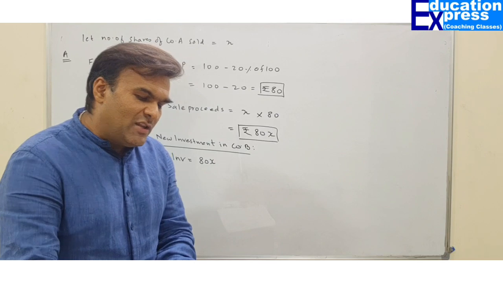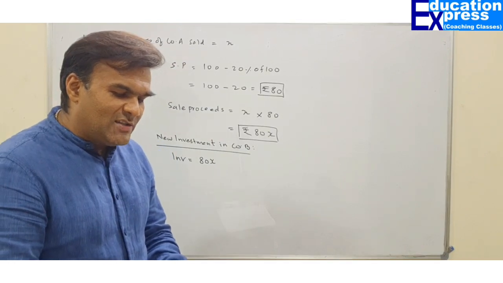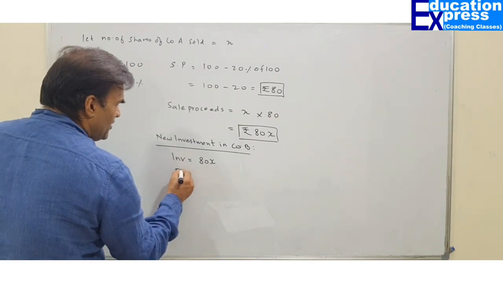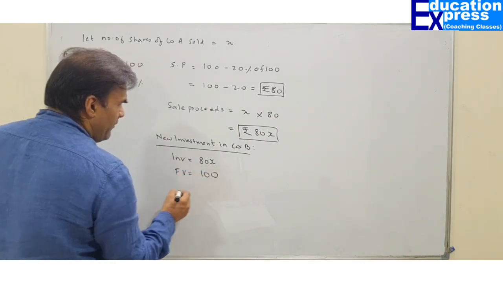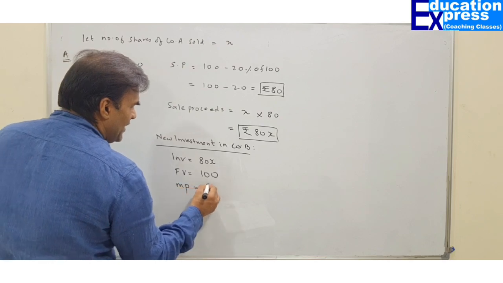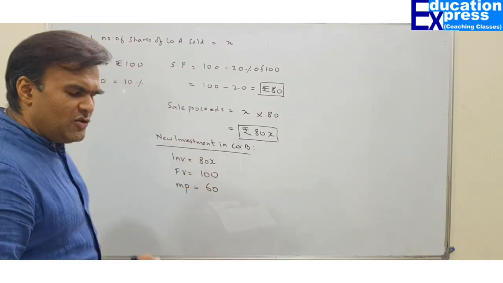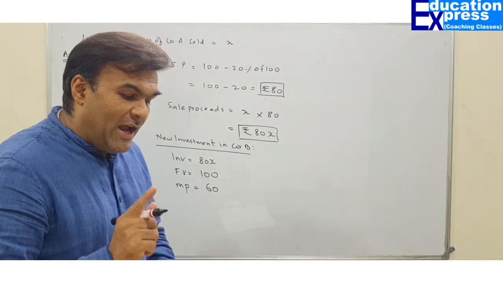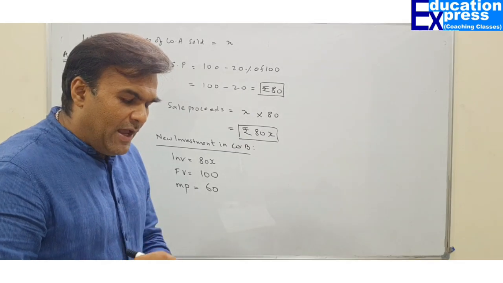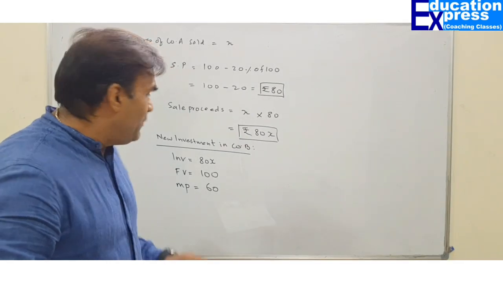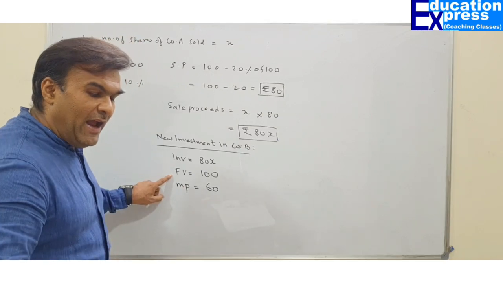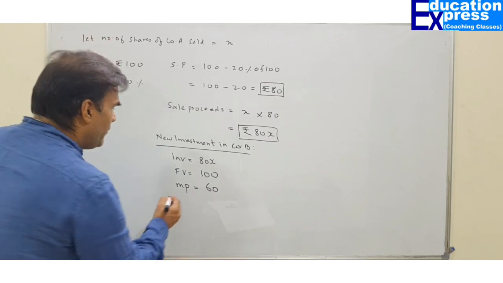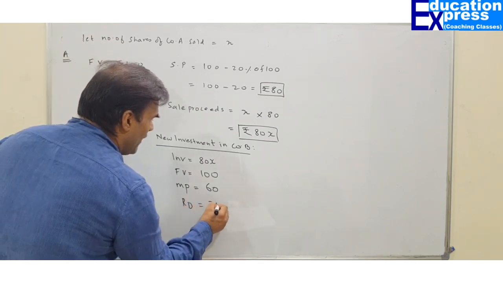So basically it's mentioned that he invests the proceeds in rupees 100 shares at rupees 60 of a company. So the face value is 100, whereas the market price is rupees 60. This information is given to us in the question. He sells a certain number of shares at a discount of 20% and invests the proceeds in rupees 100 shares, face value 100, at 60 of company B, paying 20% dividend. Rate of dividend is 20%.